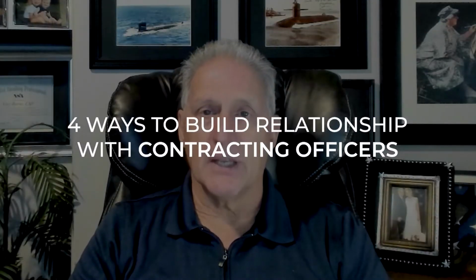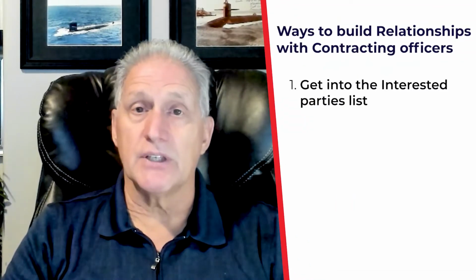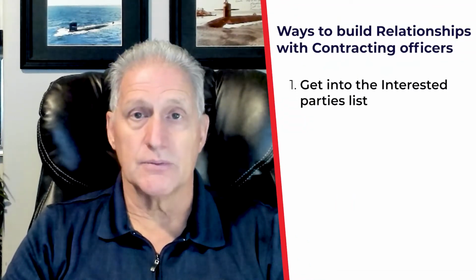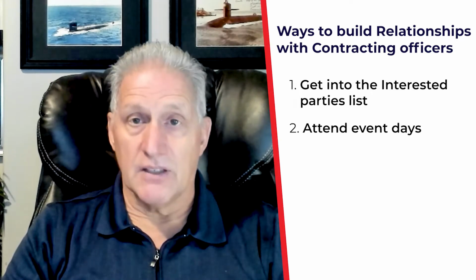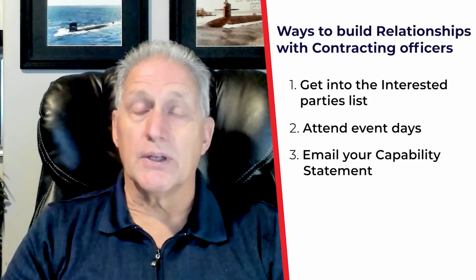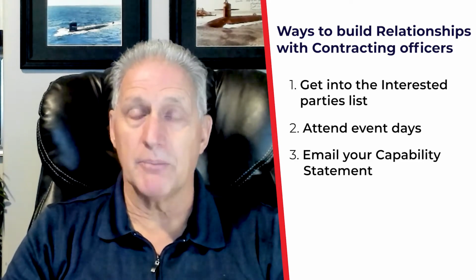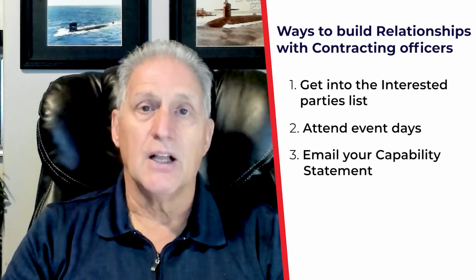In most cases, contracting officers are the only person who can actually award you a contract, so that's the focus of today's video. Here are 4 quick ways that you can introduce yourself or build a relationship with a contracting officer. 1. Get on the interested parties list if you see an RFP that may be interesting to you. 2. Attend event days. Some are in person, some are virtual. 3. You can email your capability statement along with a short introduction explaining why you might be a good vendor for that agency. And 4.